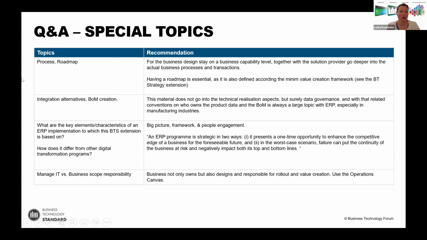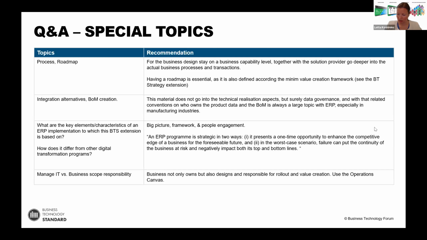Then there were still a few questions regarding the process and the roadmap. I don't know what the question exactly was, but I took the process just as part of the business processes. So I think in ERP it's generally good if you get the business helping with the design, that you stay on a still abstract level, like business capabilities, and only go deeper with the solution provider if you really want to start to define the business processes and the actual transactions.